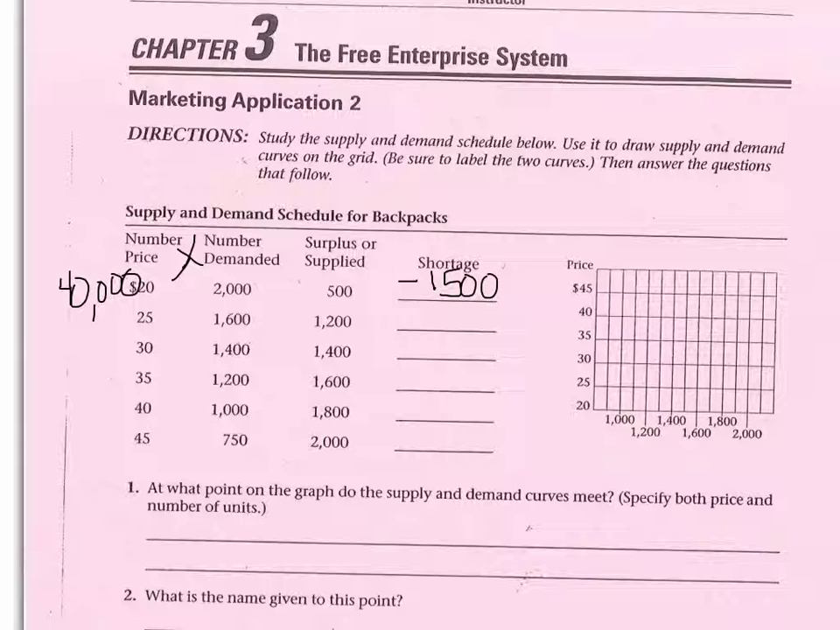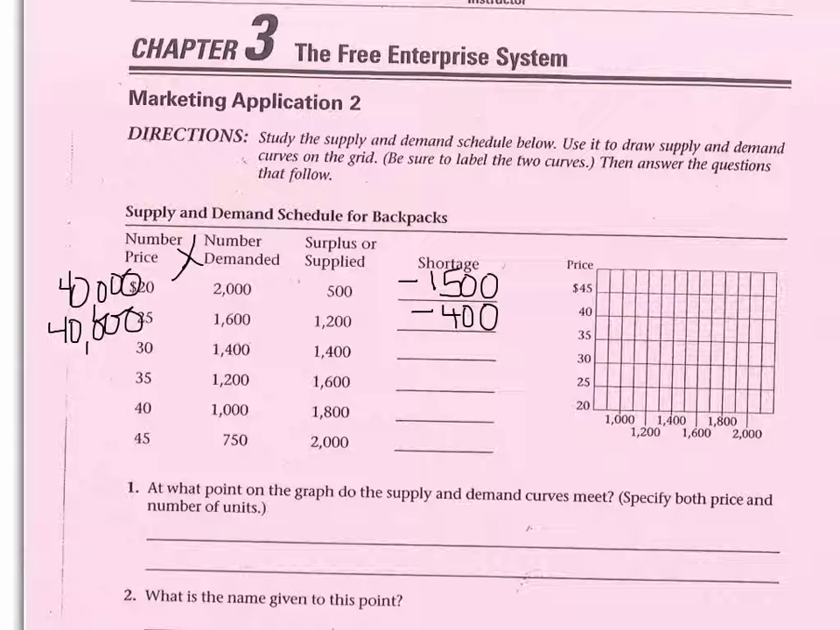If we priced our product at $25 and 1,600 were demanded, the difference, or what was left over, would be 1,200. And when we figure out with each of these what the shortage or overage is, what we're doing is taking the number demanded minus the surplus, and in this case we get a minus 400. If we multiply the price times the number demanded, 25 times 1,600 once again is 40,000.